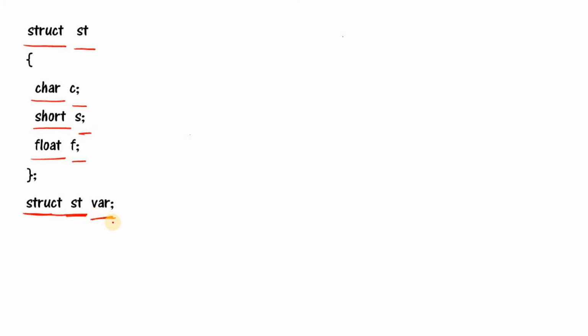How many blocks of memory will be allocated? Here we are using 3 blocks. 3 blocks of memory will be allocated: one is for c, one is for s, and one is for f. Character, short, float. What is the size of c? 1 byte.